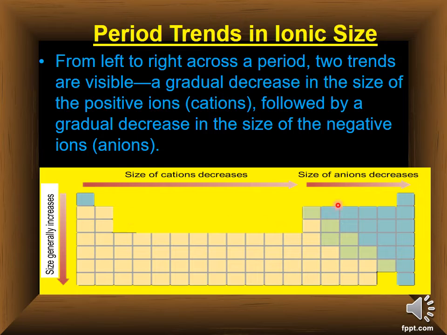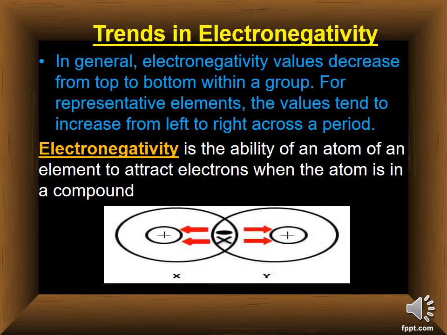So from left to right, because the number of protons and electrons increases, the charge increases and attraction increases. When the attraction increases, the ionic size decreases. So from left to right, ionic size is going to decrease. A simple thing, like atomic radius or atomic size, we discussed this. I hope you understood this.